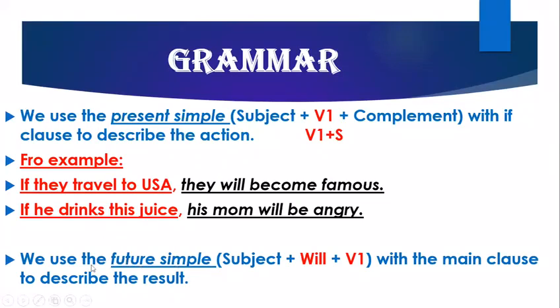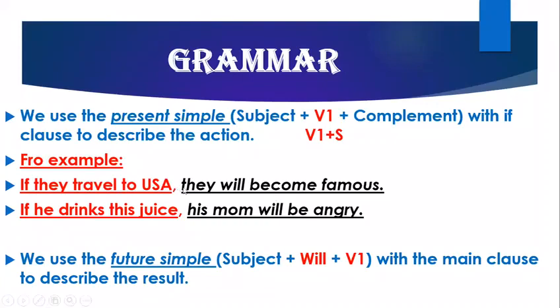We use the future simple with the main clause to describe the result. Again, we use the future simple with the main clause to describe the result. What is the form of the future simple? We form the future simple with subject plus will plus verb one. We use the future simple with the second part, the main clause, to describe the result.